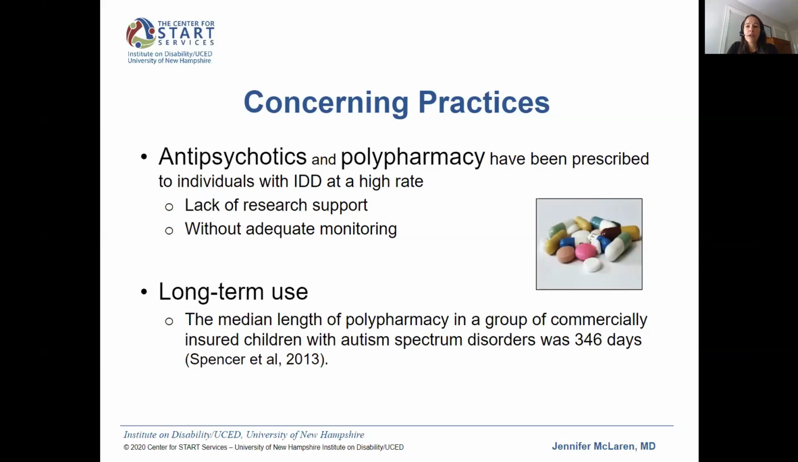What's also a concerning practice is the long-term use of these medications. For example, there was a study in children with autism, and they found that the median length of polypharmacy for children was 346 days. Never mind that, for some of these young adults and adults, some of them have been on these medications for years, and it's not clear if they're helping or not.